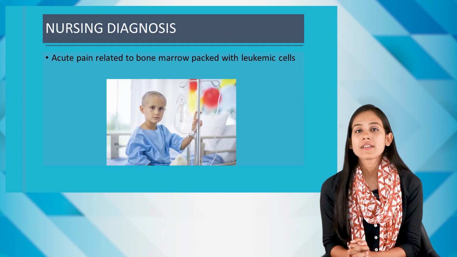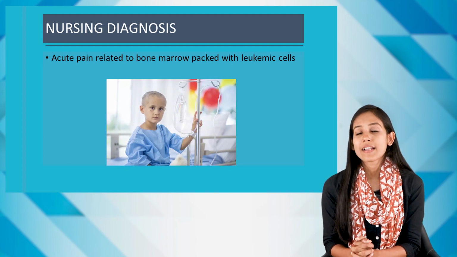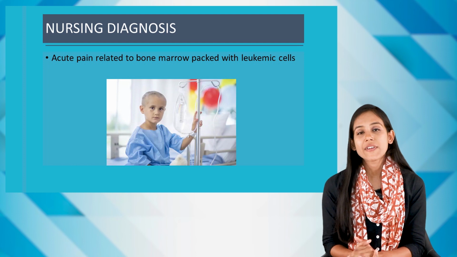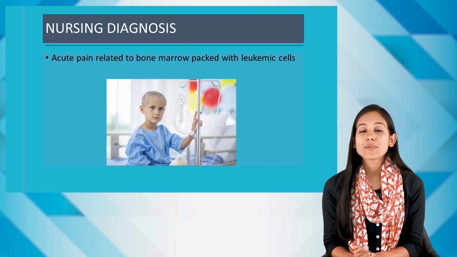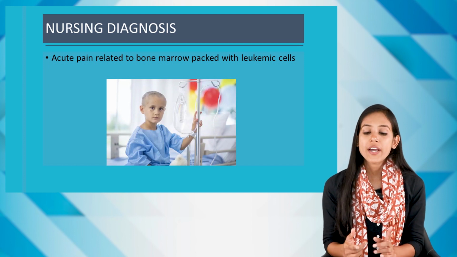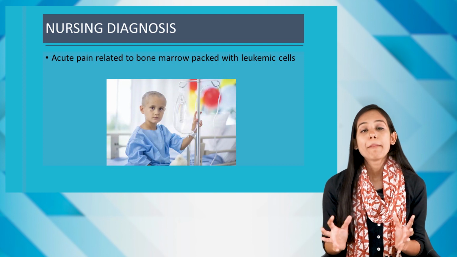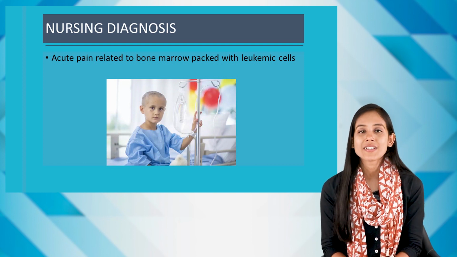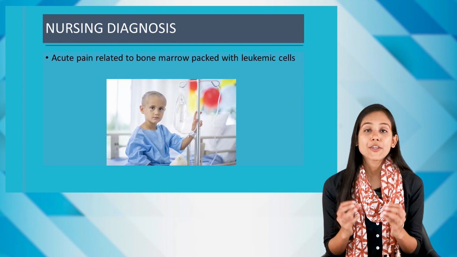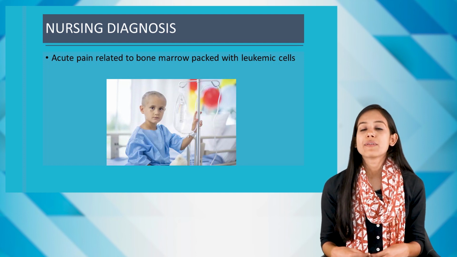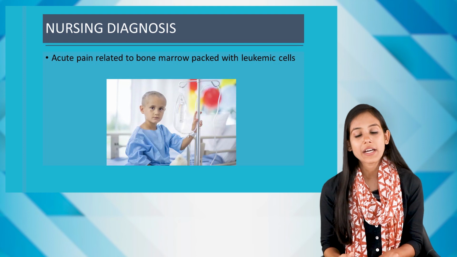So first thing, we can say that there would be acute pain, because we learned that the child would experience pain, right? So acute pain related to bone marrow packed with leukemic cells, because these leukemic cells are accumulated there, and because of that the child will have pain, right? So there would be acute pain.